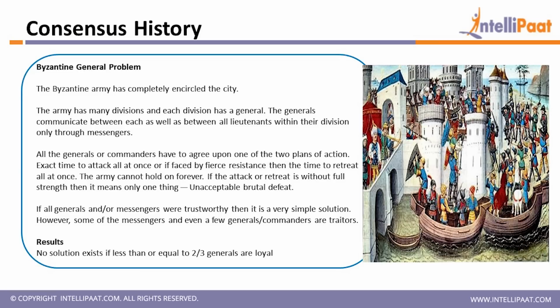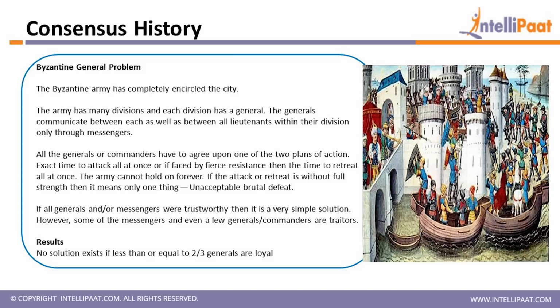So the actual story was like this: the army has many divisions and each division has a general. When they encircled the Byzantine city, the generals were dependent on communicating with each other, and with their lieutenants within their division, by exchanging messages. So they were not able to communicate directly. The lieutenants were helping within their division to pass the messages to their generals, and this is how they were communicating. All the generals or commanders have to agree upon one of the two plans of action.